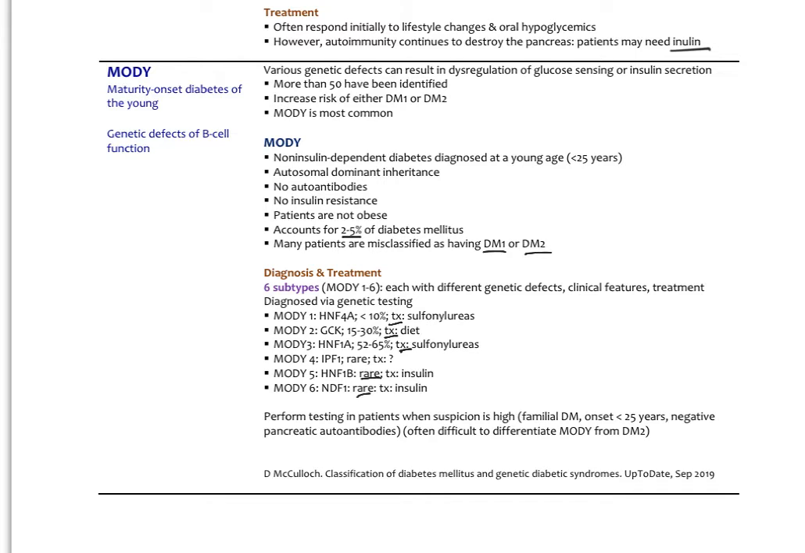Okay, so this testing will be performed in any patients when the suspicion is high. In other words, there's a familial type 2 diabetes, again, onset under 25, and negative pancreatic autoantibodies. It's often difficult to differentiate MODY from DM2 because we don't really have a direct test of insulin resistance per se, unlike we have with the autoantibody tests. So again, this is where an expert might be consulted to see if they can narrow this down to if it's a specific type of MODY.